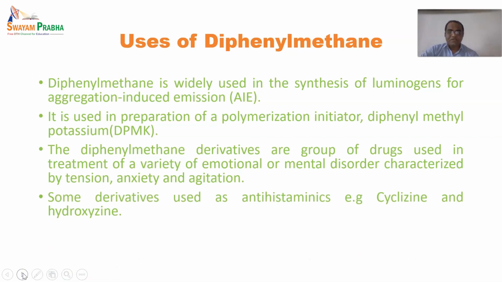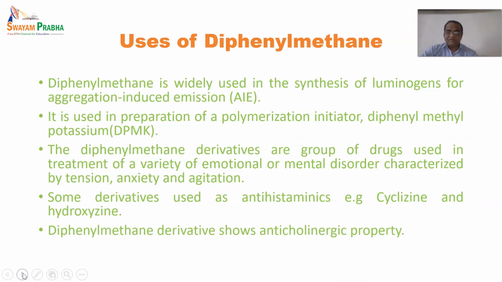Some derivatives are used as antihistaminics like cyclizine and hydroxyzine. A lot of drugs which show antihistaminic activities also show anticholinergic properties. So a similar type of arrangement, or we can say similar type of derivatives, do have a basic moiety, that is diphenylmethane. So some of the diphenylmethane derivatives also show anticholinergic property, and this anticholinergic property of a drug is due to it having a benzene ring at the periphery, so it shows anticholinergic properties.